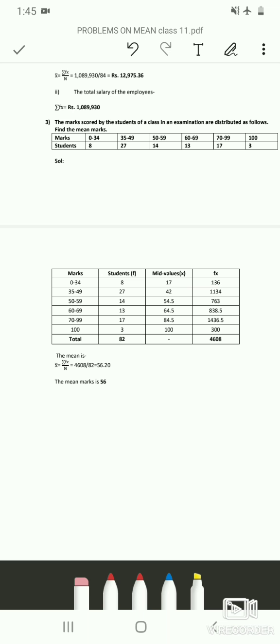So 0.20 has to be neglected, because in some of the examinations it is possible to give marks in terms of decimals, but in most of the cases it will be an integer value. Therefore, the mean marks is 56 marks. So this is how we calculate arithmetic mean in case of ungrouped, discrete and continuous case.